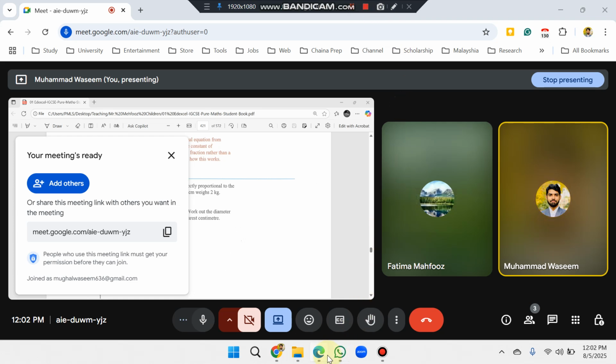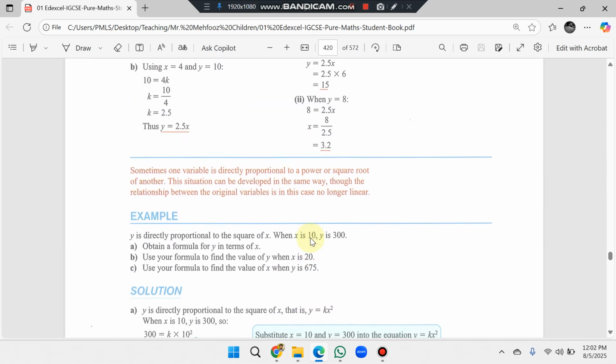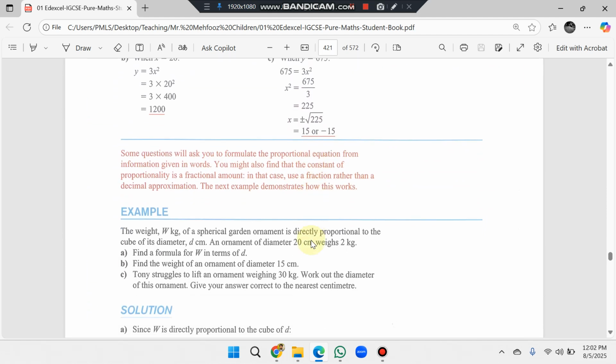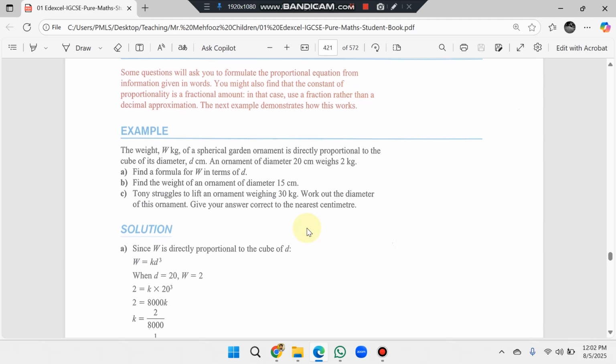Also good. Today our topic is the same as the previous one, which is direct proportion, and we have to study from this third example. Some questions will ask you to formulate the proportional equations from information given in words. You might also find that the constant of proportionality is a fractional amount.